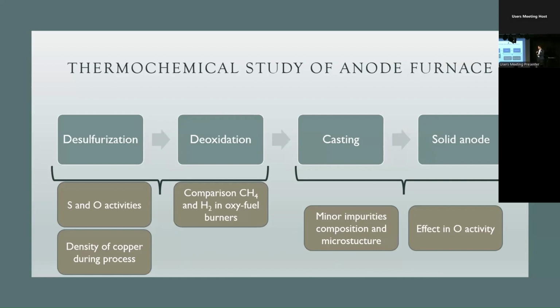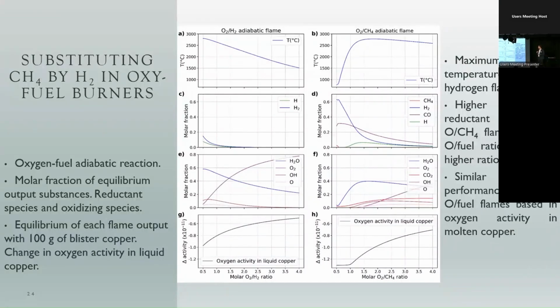This type of furnaces have oxy-fuel burners that we want to use to maintain the temperature, but also we want to keep the atmosphere reductant. So we wanted also to simulate that using thermochemical tools. And here the way we did it was setting adiabatic reactions between oxygen and each of 2 fuels.